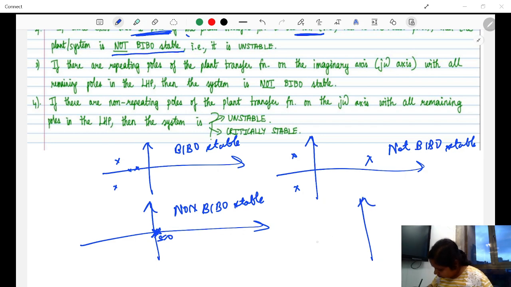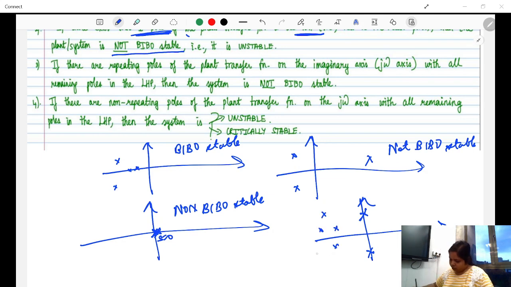If there are non-repeating poles, one pole here, one pole here, poles occur in conjugate pairs. If they are like this, or the rest of the poles are somewhere here, okay, then we say it is critically stable, and I'll tell you why. So this is the way things are defined.